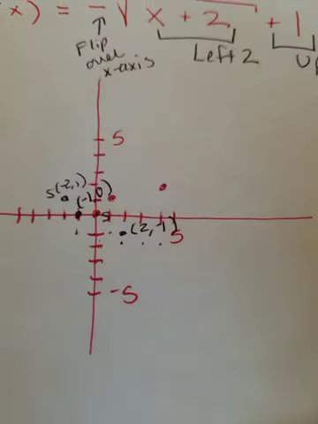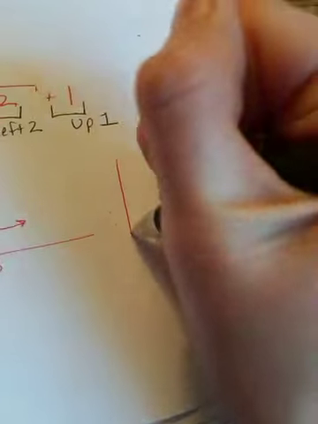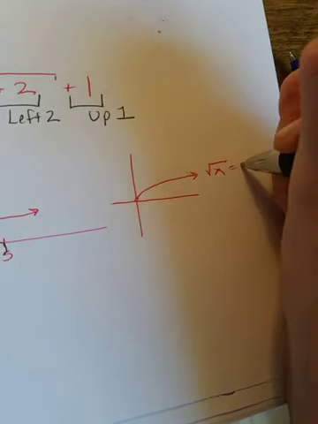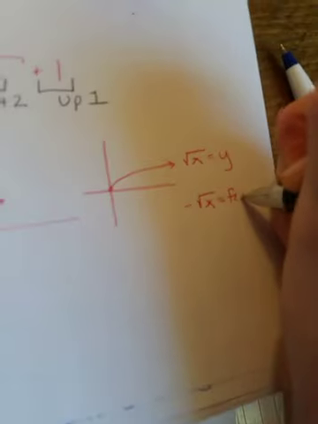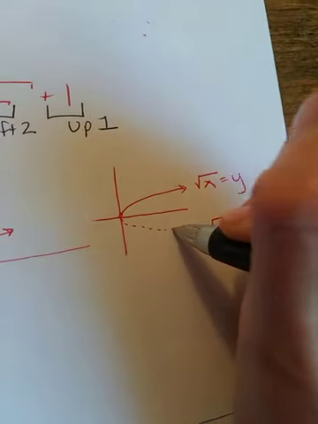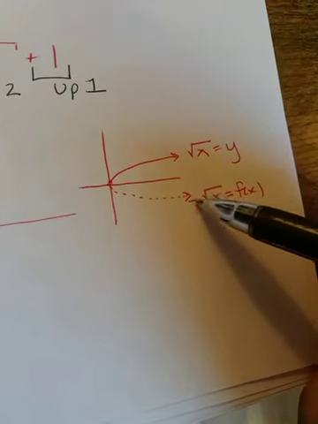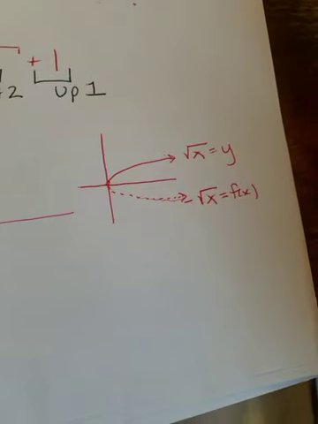Alright, so this one's going to be a little confusing for people. Remember, the original parent function looks like that, and we flipped it over the x-axis. Let me just do a little sketch over here. So here's just the square root of x equals y. When we graph negative square root of x, that's flipping it over the x-axis. So that's going to give you a mirror reflection. It's still starting at that same point, but it's basically a parabola on its side if you want to think of it like that.